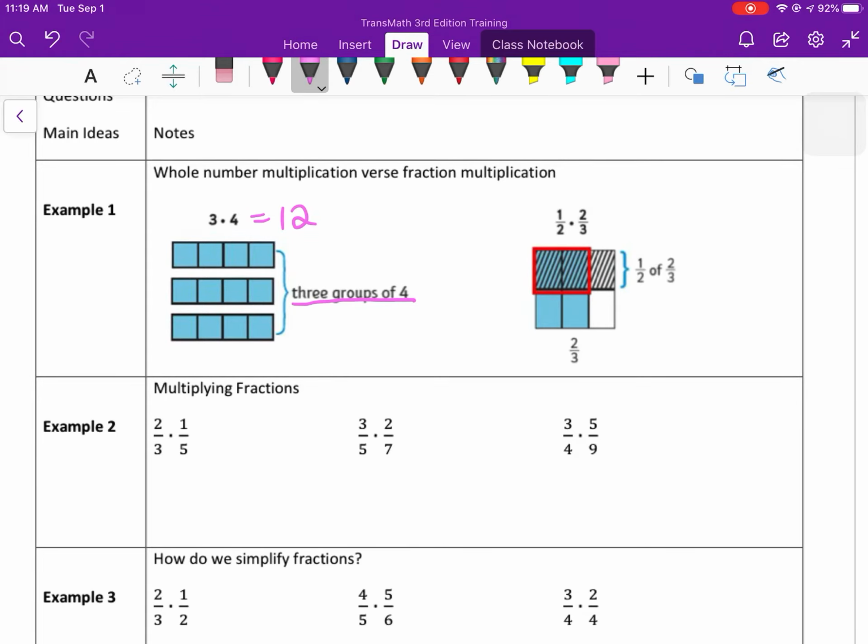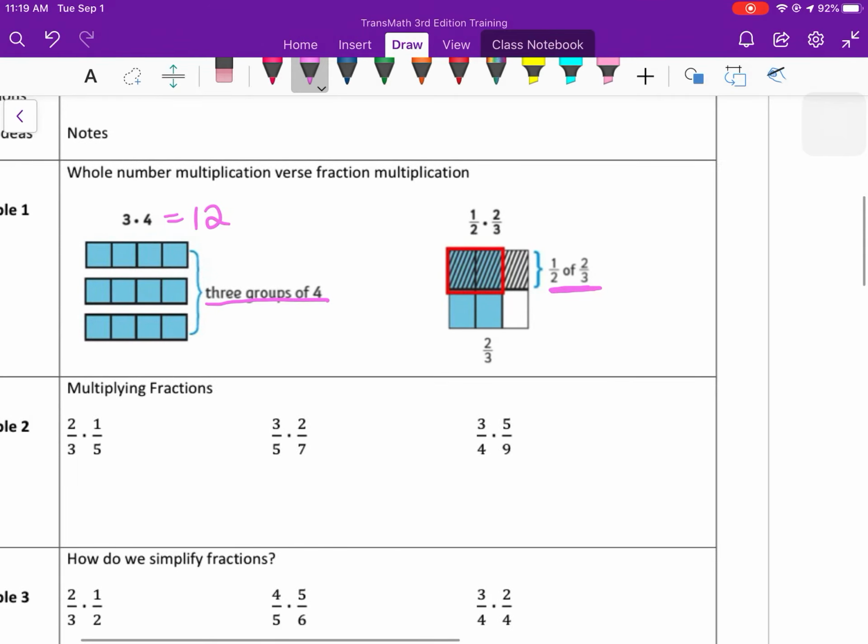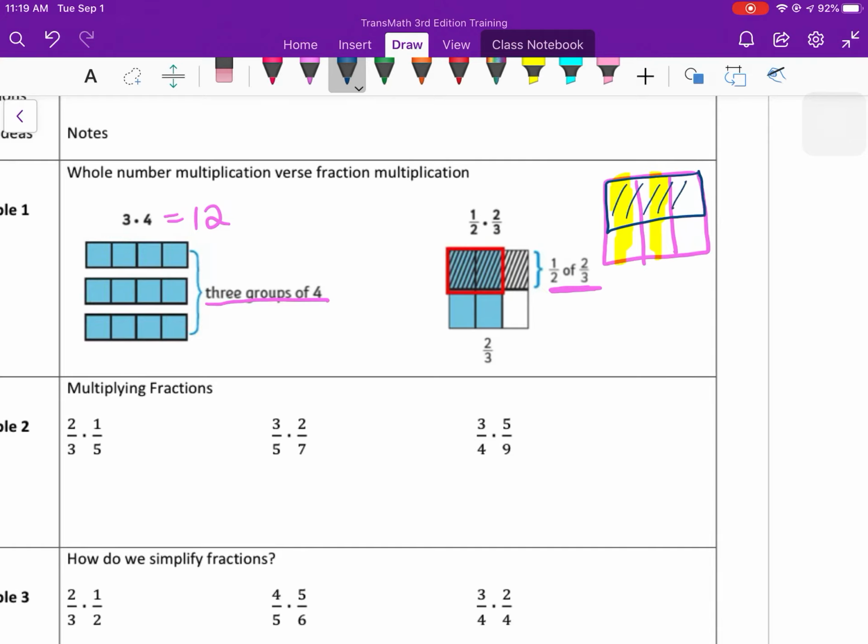When I say 1/2 times 2/3, you are taking 1/2 of 2/3. So this picture kind of outlines it for you. Basically, 1/2 of 2/3. You have 2/3. If I divided this shape into thirds, and I have 2 of them, so these 2, then I'm taking half of that. So half of the 2/3. And that's this part right here. And then where they overlap is my answer.